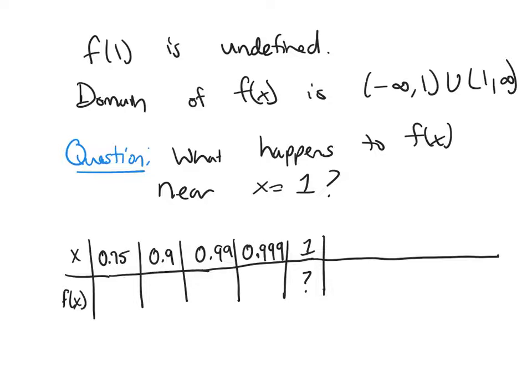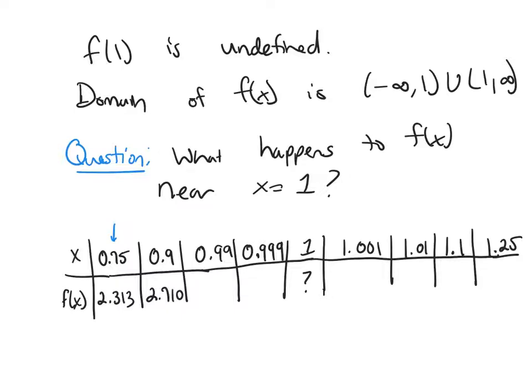And then I can also look at values that are a little bit bigger than 1. So 1.001, 1.01, 1.1, and 1.25. And then we're going to plug each one of these values for x here. In the top, we're going to plug it into our function f of x and see what we get back. So I'm just going to go ahead and fill in the table here with the values.